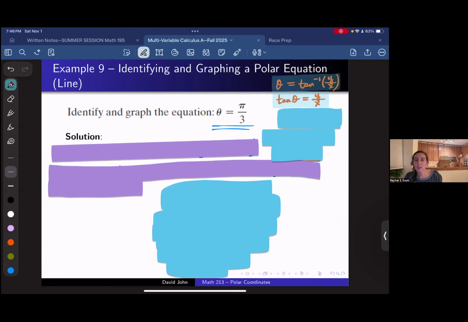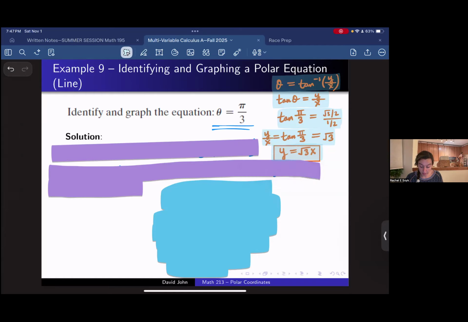But pi over 3 is the same as 60 degrees. And tan is the same as sine over cosine. So what's sine of 60 divided by cosine of 60? Sine of 60 is square root of 3 over 2. Cosine of 60 is 1/2. So tan of pi over 3 is just square root of 3 over 2 divided by 1/2, which just gives you square root of 3.